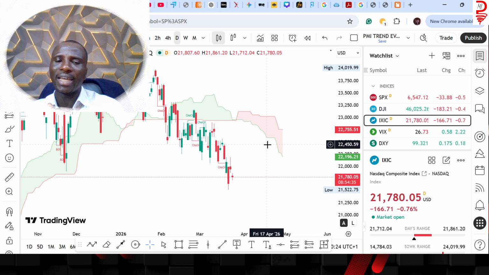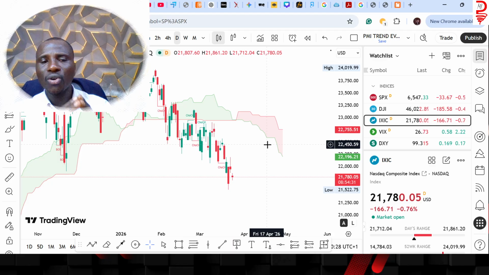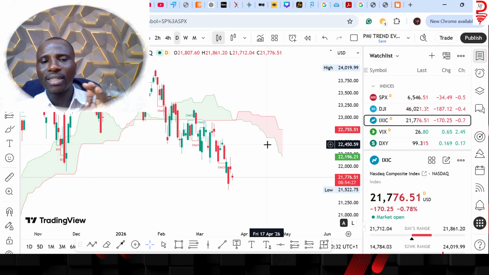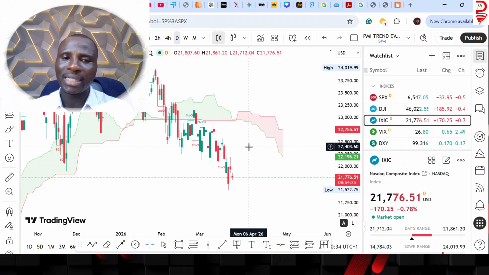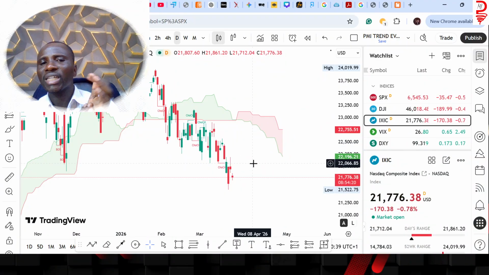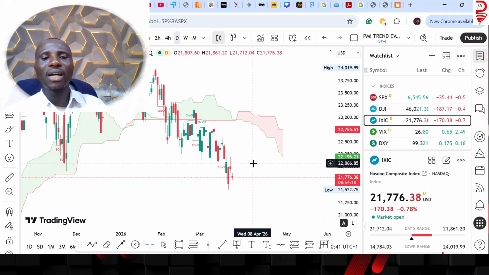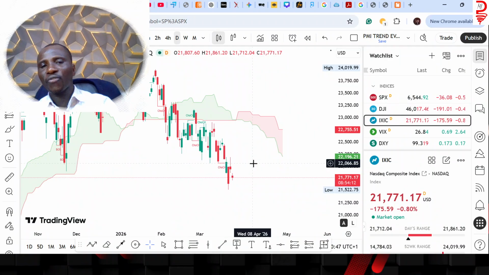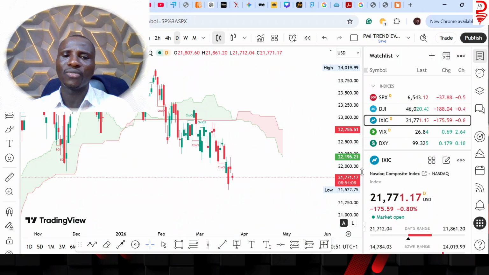But as of today, there is still a level of fear in the mind of an average investor, and this is reflecting in the indices of the stock market as captured by the S&P 500, the Dow Jones Industrial Average, which captured 30 companies, and the Nasdaq Composite Index that captured over 3,000 companies in the United States. So this is very crucial.